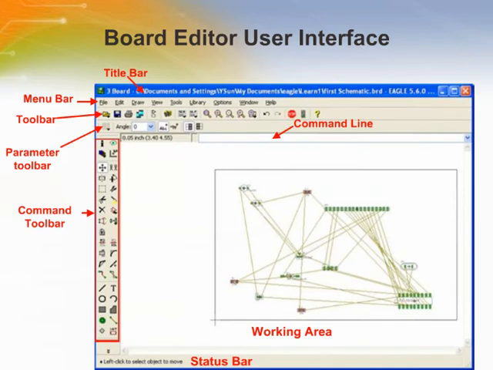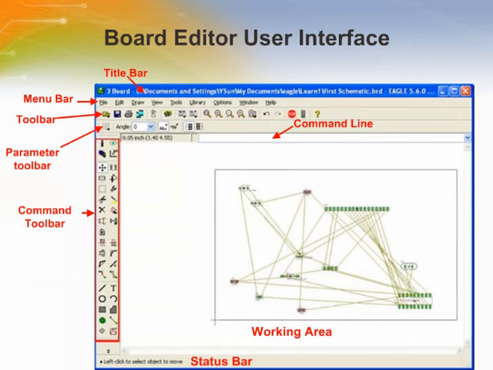Let's look at the user interface of the layout editor first. The layout editor window opens when you open an existing board file or create a new board. The board editor window appears very much like the schematic editor window, only some commands differ in their use. On top of the window is a title bar which contains the file name and path, and then the menu bar and the toolbar. Below the toolbar there is the parameter toolbar which contains different icons depending on the active command.